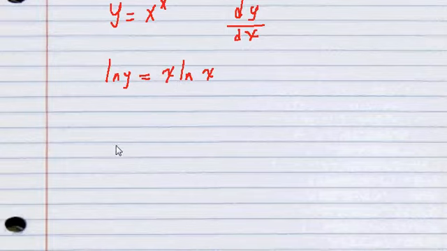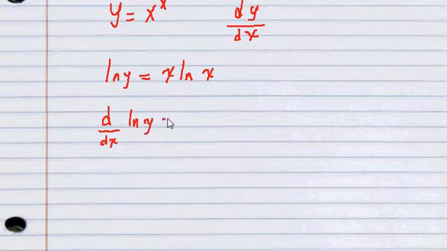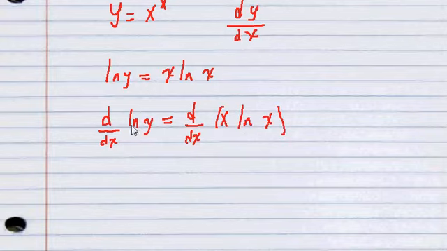Okay, so now I've done this, and now I'm going to do implicit differentiation. So I'm going to take d/dx of both sides, not dy/dx. So I'm going to take d/dx of ln y, and I'm taking the derivative of this side as well, d/dx of x ln x. Let me actually begin with this over here.